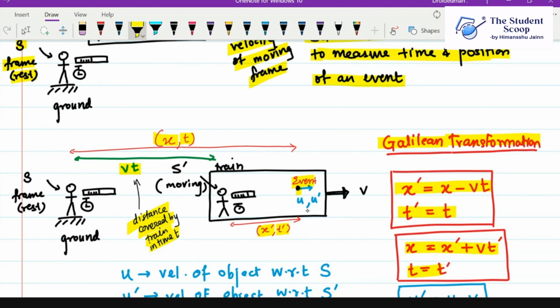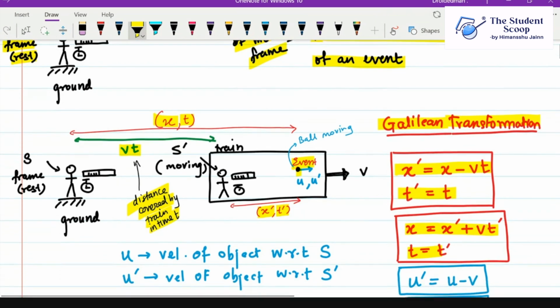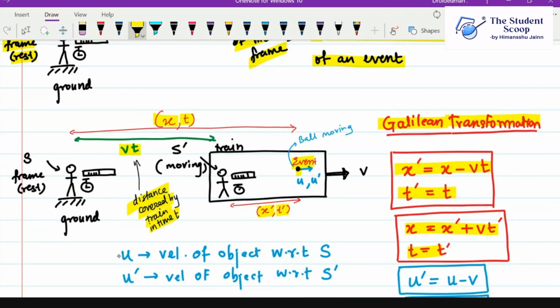Let's say the event is such that there is a ball or object moving to the right, and it has velocities u and u dash. So u and u dash are the velocities measured by the two frames. u is the velocity measured by the S frame, while u dash is the velocity measured by the S dash frame. Now we can relate those velocities. The person in the train will measure u dash.